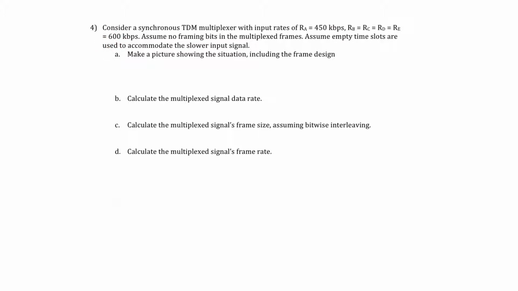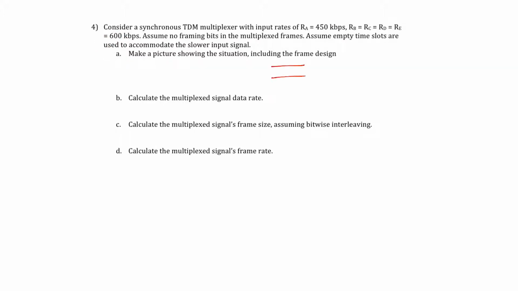And so the first part is to show a picture, and so I will show 5 inputs into a multiplexer, and then I'll show the output at R total. And these can be labeled A, B, C, D, and E, and their rates are 450, 600, 600, 600, 600. Okay? What we're asked for is a frame design.